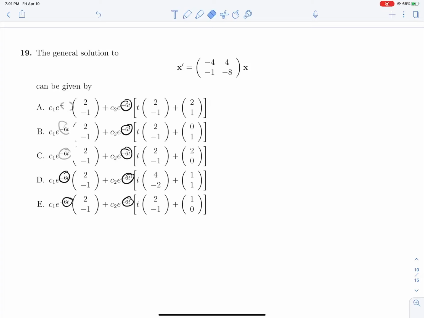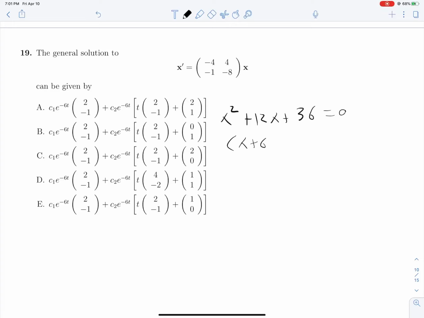So you know that -6 is the eigenvalue that we're going to find, but we are going to find it manually, and I'll take a couple shortcuts. So we will end up with the characteristic equation, lambda squared plus 12 lambda plus 36 plus 32 plus 4, which is 36, is equal to 0. This will factor to lambda plus 6, lambda plus 6. So there is our lambda equals -6 with a multiplicity of 2.